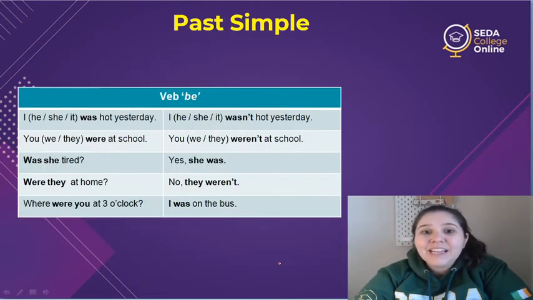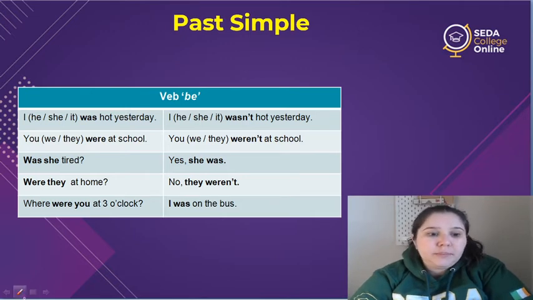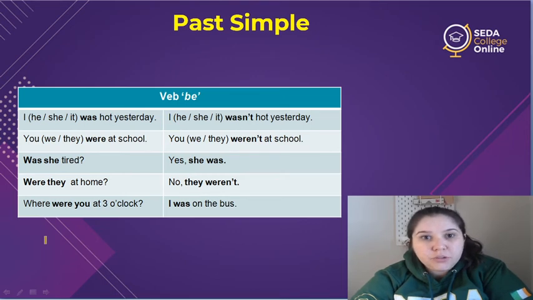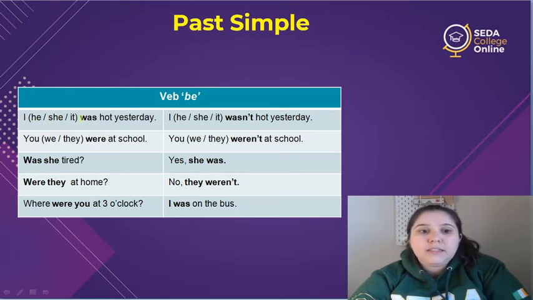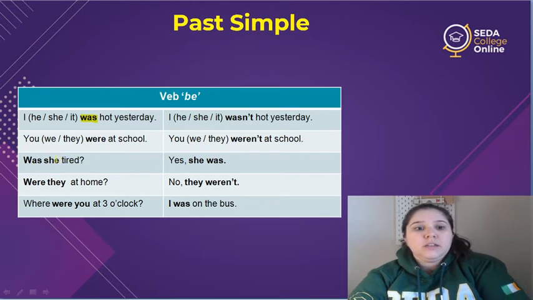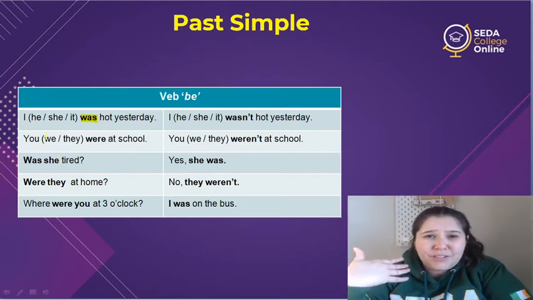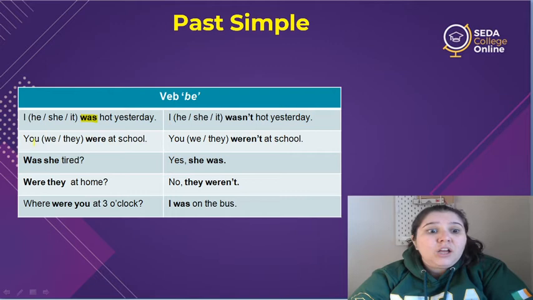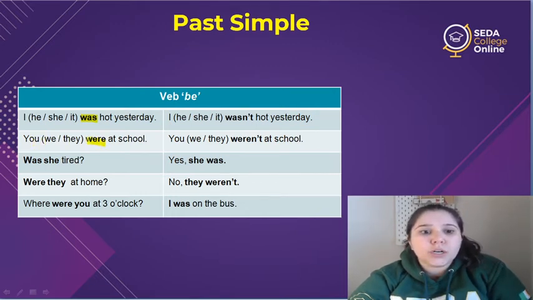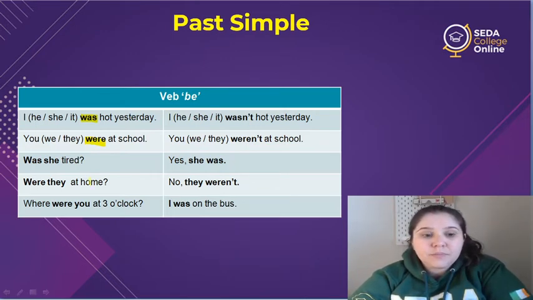Okay? So let's talk about the verb to be in the past. The verb to be is an irregular verb too. So it changes. When I say I, he, she, or it, the verb to be is was. So I was hot yesterday. It was really hot. You, we, or they, we use were. You were at school yesterday.